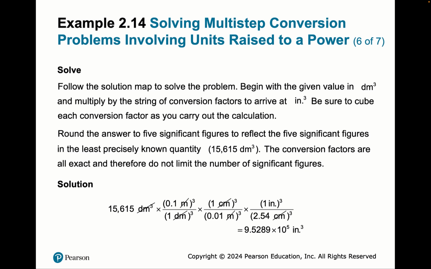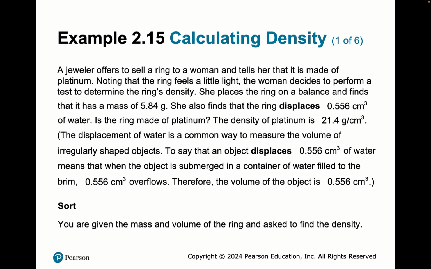Starting out with the cubic decimeters, a decimeter is a tenth of a meter, so do that operation. Then a centimeter, do that operation, and then the inches. And you have to make sure that you keep on cubing in each step. Doing so, you get 9, how many sig figs? It's 5 sig figs. So the answer is in 5 sig figs for the cubic inches. A lot of oil.